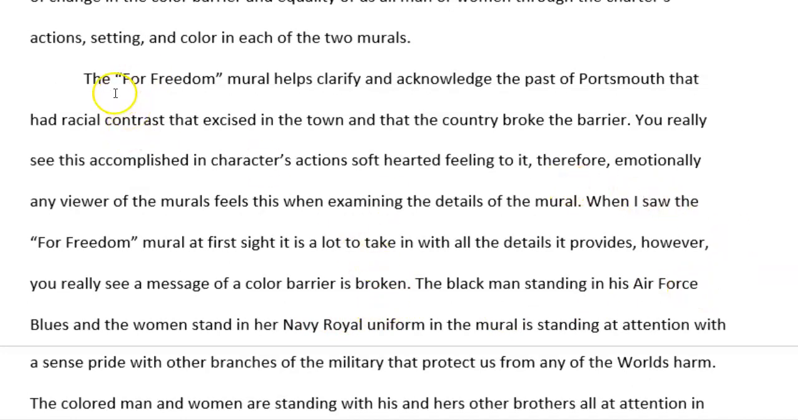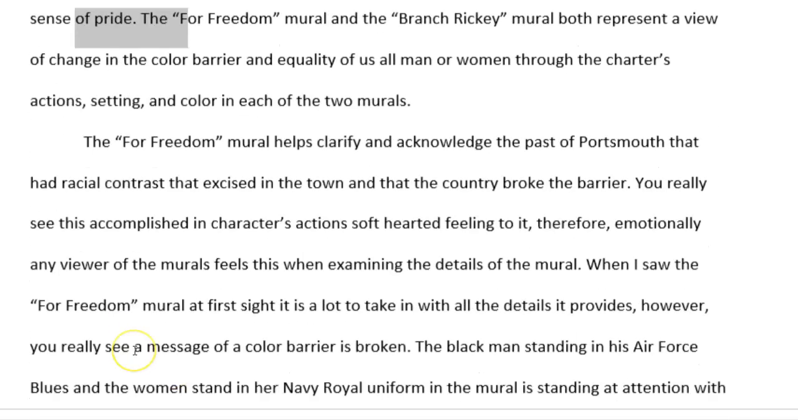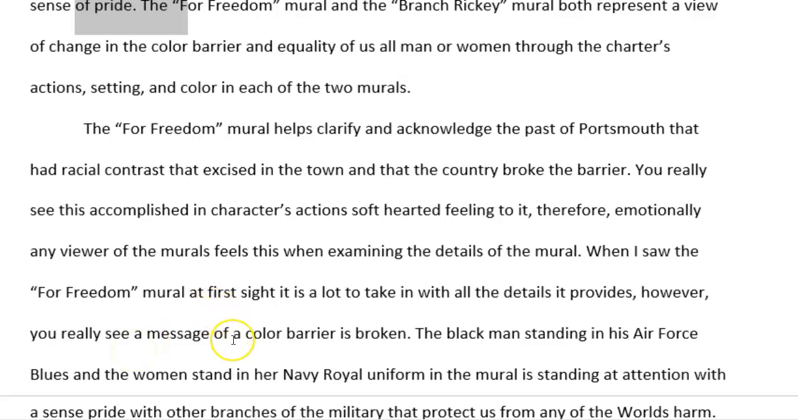The other bit of feedback is about organization. I don't know why you begin here. Why begin with this paragraph? And later in your paper, you write that the For Freedom mural comes before the 1937 Branch Rickey mural. The For Freedom mural is actually quite a bit after the Branch Rickey mural. And remember, all the murals, as I think you mentioned in your introduction, are set up chronologically. So it's Branch Rickey, and then several murals down, you have the For Freedom mural.